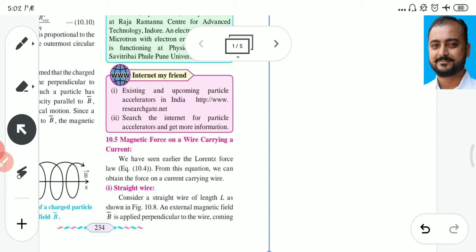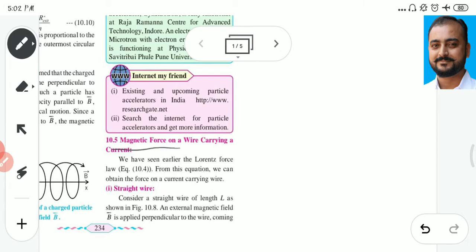So what about this topic? In the case of magnetic force on a wire carrying a current, we have to consider two cases: a straight wire, and the other one, an arbitrary shape wire, meaning a wire having any shape. In both cases we have to find the value of the magnetic force acting on a wire carrying a current. So let us start the topic.